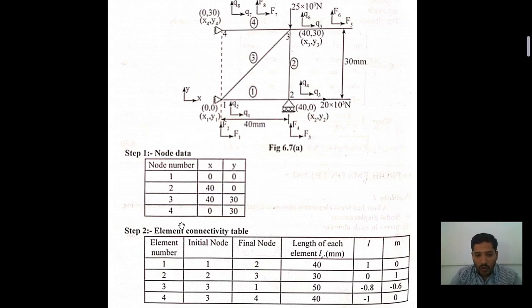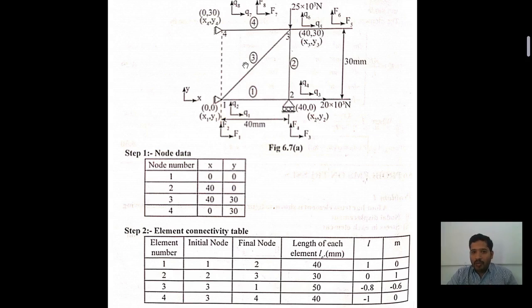Clear? First of all, we go for element number 1. The initial node is 1, final node is 2. Again, element number 2, in which the initial node is 2 and the final node is 3. If you want to join the second node to the third node, we are forming the second element. The initial is 2 and final is 3.